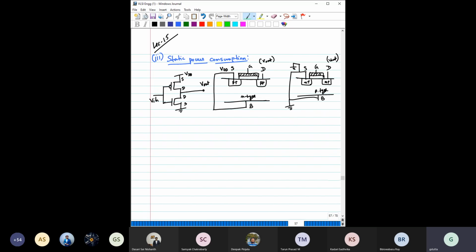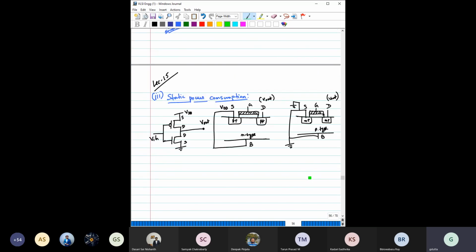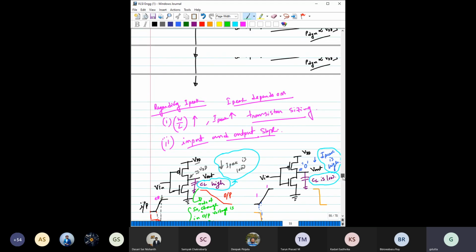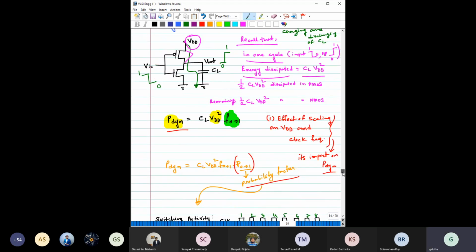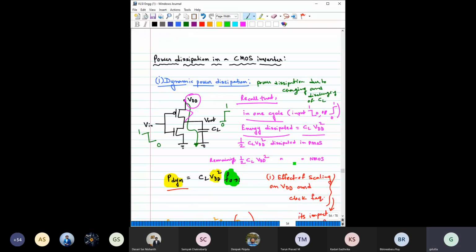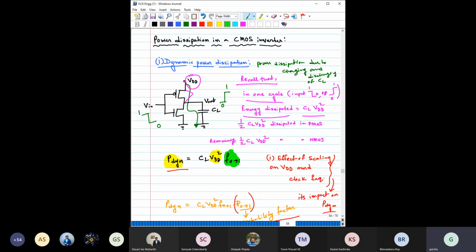In the last class we started our discussion on power dissipation in a CMOS inverter. We are focusing on this CMOS inverter. The first one that we discussed is the dynamic power dissipation.